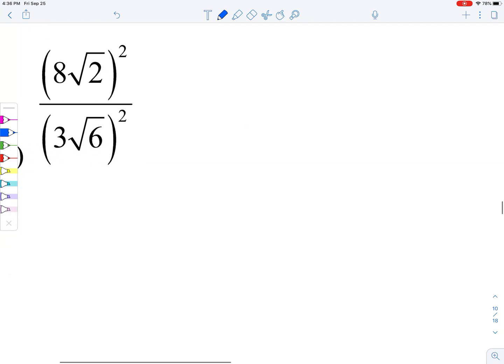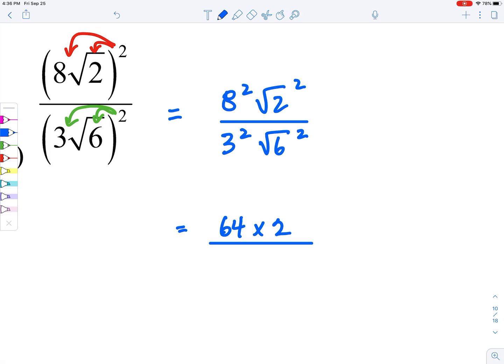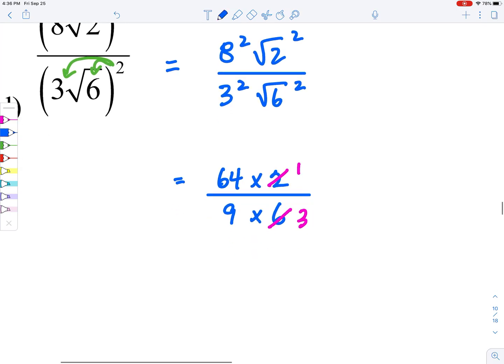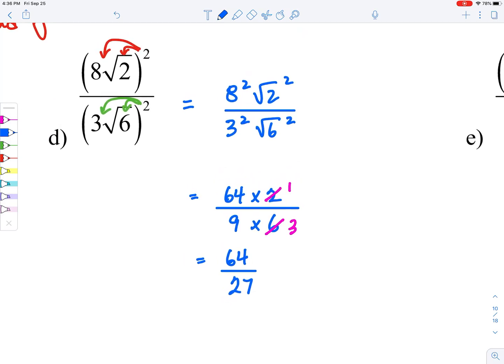For question D, we're going to do the same thing, distribute the squared up top. So up top, we're going to get 8 squared root 2 squared, which would give me 64 times 2 up top. And then below, I'm going to get 3 squared root 6 squared, which would give me 9 times 6. So we could cancel. I can see here, 2 goes into 2 once, 2 goes into 6 3 times. And then up top, in the numerator, I would have a 64, and in the denominator, 9 times 3, 27. And we'd be done.